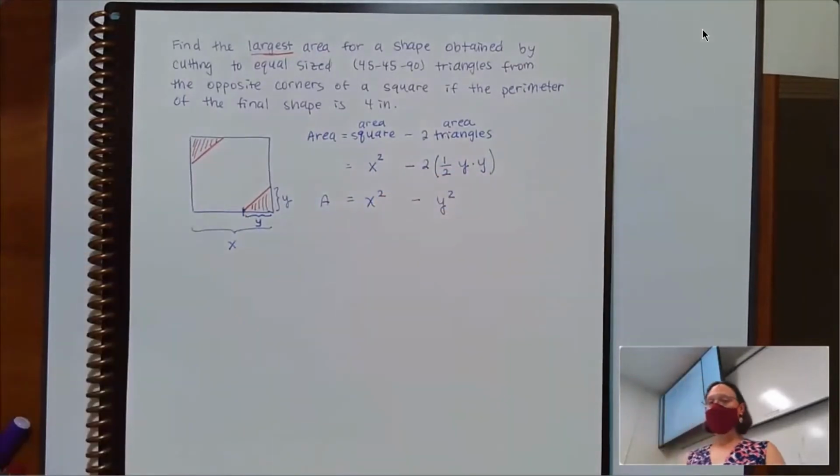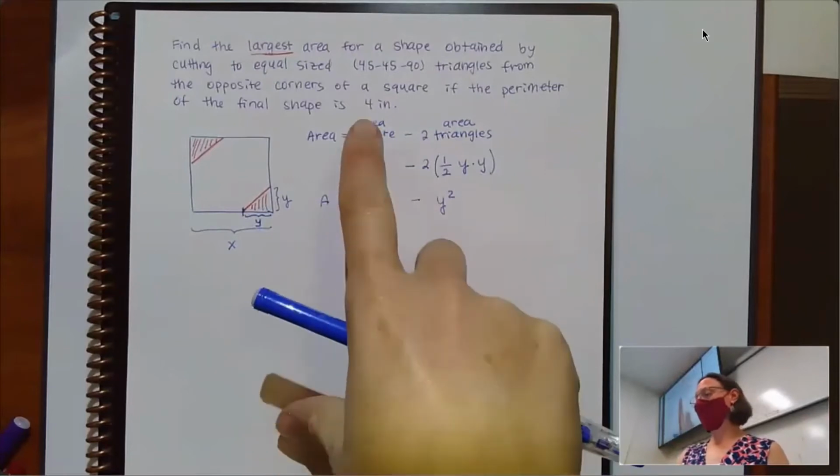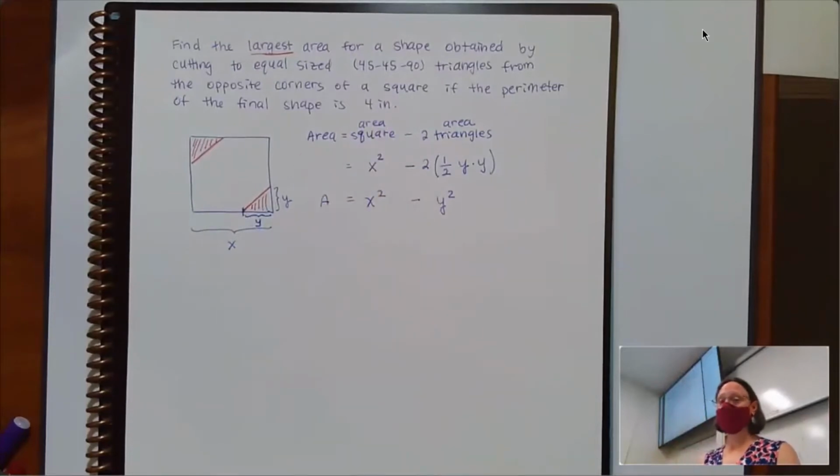And I look at that and I say, oh darn, I have too many variables. I sure hope we know something else in the problem. And that something else in the problem is usually a number. And the only number I've got in here is that 4 inches. So now I've got to come up with an equation for the perimeter of this shape.